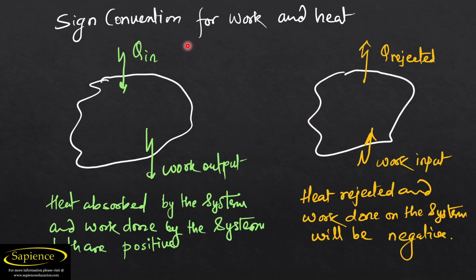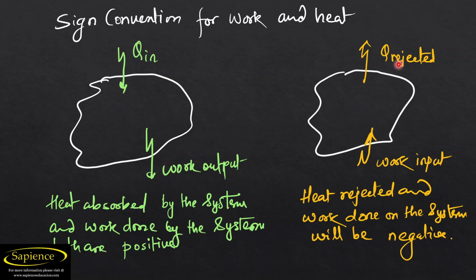Before that, we need to understand what the sign convention for work and heat is. So whatever heat comes inside any type of system, let us consider this is a system. So in this system, heat will come in and work will go out. So let us consider if heat comes inside the system, you can take it as positive. And if work is done by the system, then you can take the work as positive.